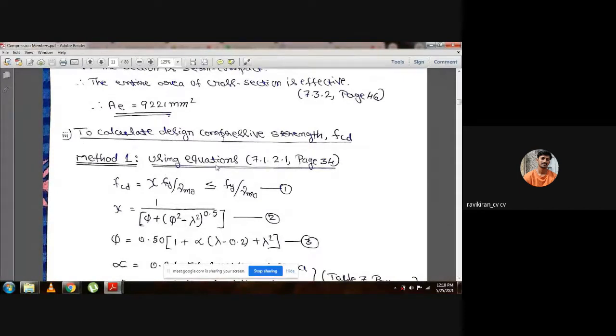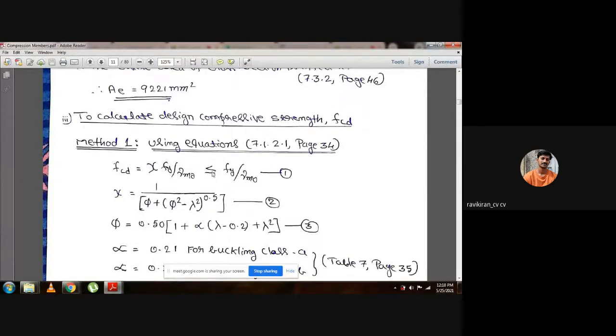To calculate design compressive strength FCD, we have two routes. Just open page number 34 of IS 800. Section 7, design of compression member. It is given on page number 34. Clause 7.1, design strength. So 7.1.2, it is given P is less than PD. What is PD? PD is design compressive strength.